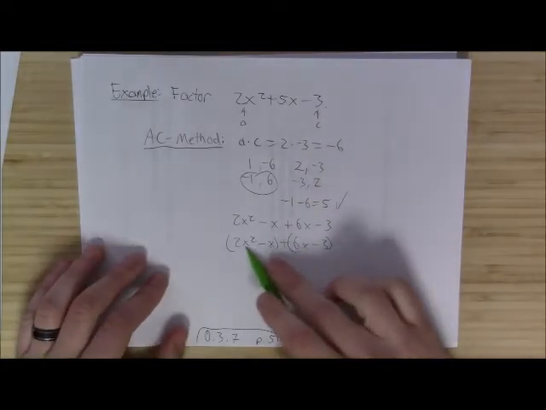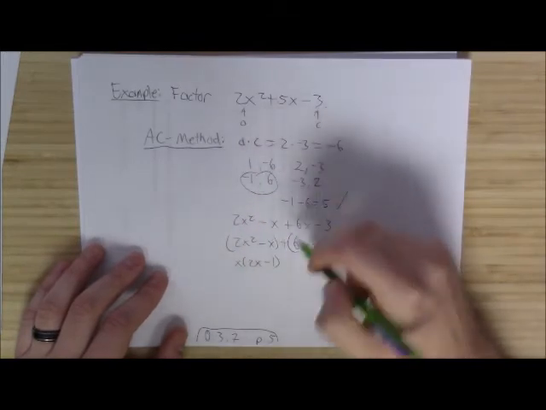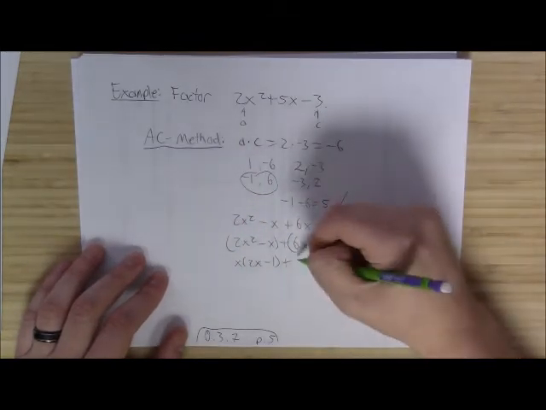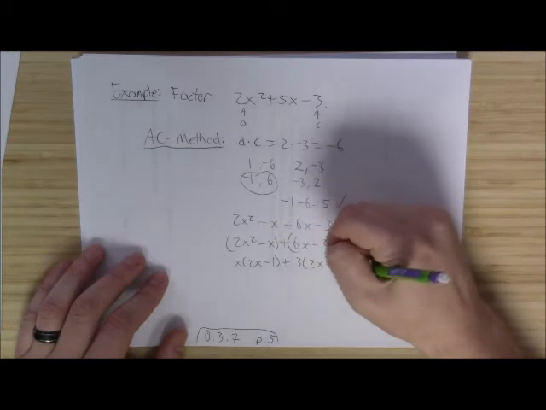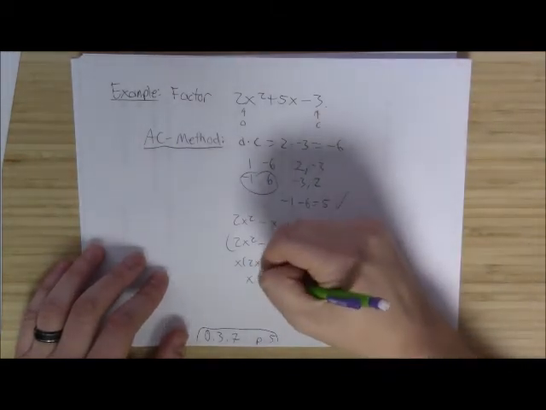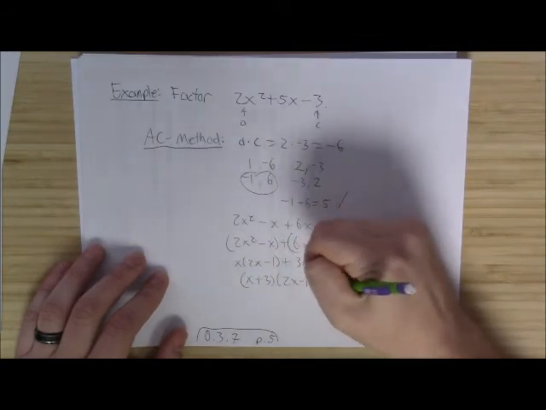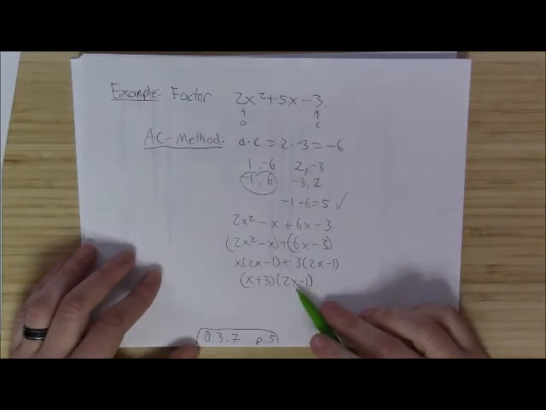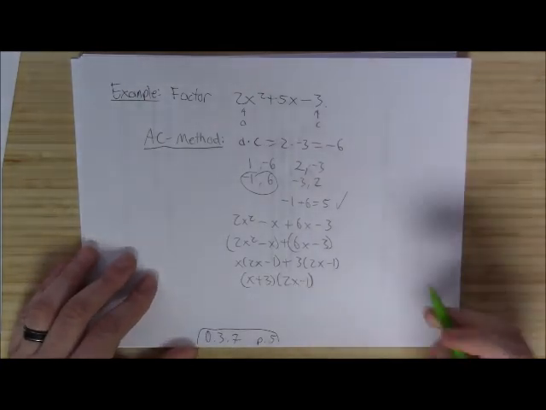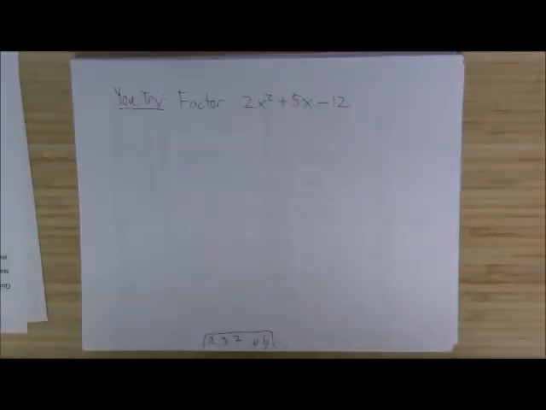And so, proceeding by grouping, I pull out an x out of this. Here I can pull out a 3. And sure enough, I get the same terms here, so I can factor them out as a common factor. And just like that, I was able to factor a trinomial in a much easier way. It's your turn to try this easier method.